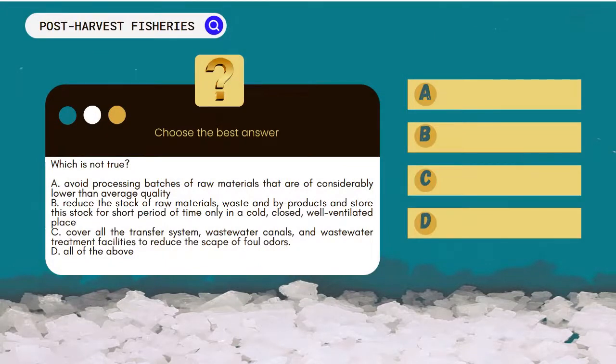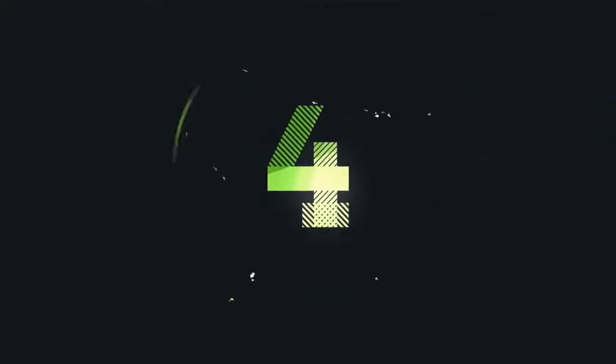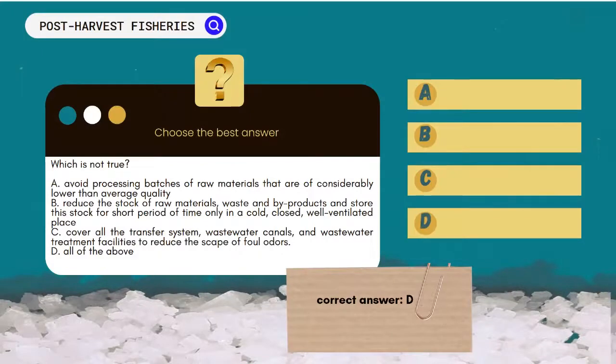Which is not true? A. Avoid processing batches of raw materials that are of considerably lower than average quality. B. Reduce the stock of raw materials, waste and byproducts and store this stock for a short period of time only in a cold, closed, well-ventilated place. C. Cover all the transfer system, wastewater canals, and wastewater treatment facilities to reduce the escape of foul odors. D. All of the above. The correct answer is D.